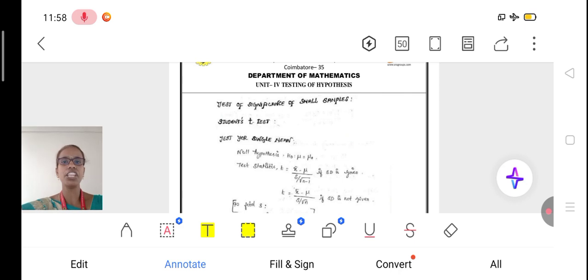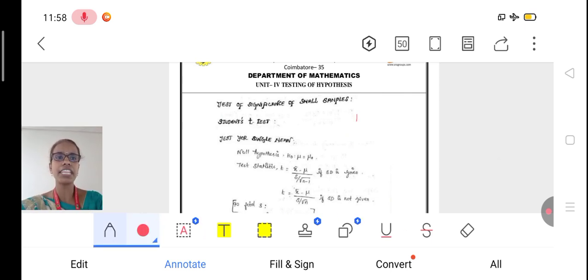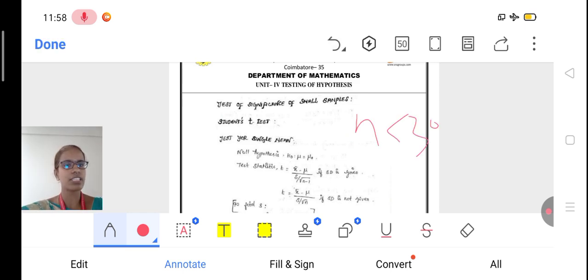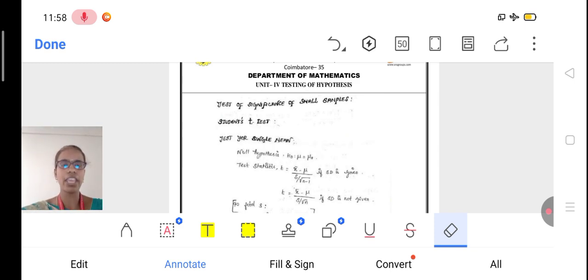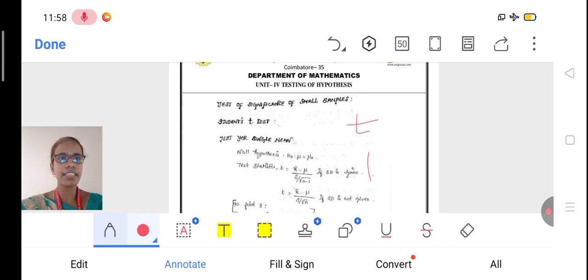The first thing we need to check, if any problem or statement is given, is whether it is a small sample or a large sample. Based on the n value we test it as small or large. If it is less than 30, we can say it is a small sample. If it is greater than or equal to 30, we can say it is a large sample. So first I have to verify that. If it is less than 30, then you go for three tests: t test, f test, and chi-square.